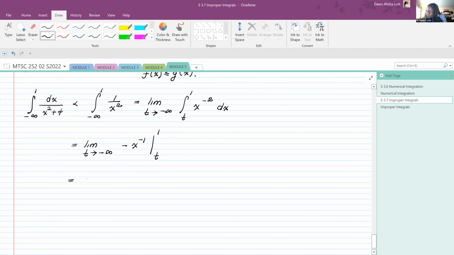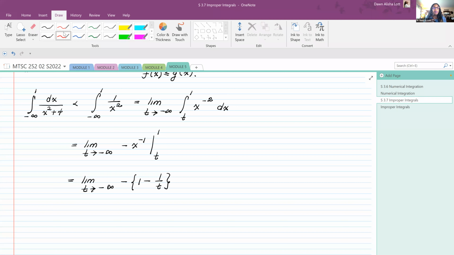So this is the limit as t approaches negative infinity. So I'm going to get a negative. When I put 1 in here, I'm going to get 1. And then when I put t in here, I get t to the -1, so I get 1 over t. Okay. Now we've already said in this lecture, and we also know that the limit as t goes to infinity of 1 over t is 0.